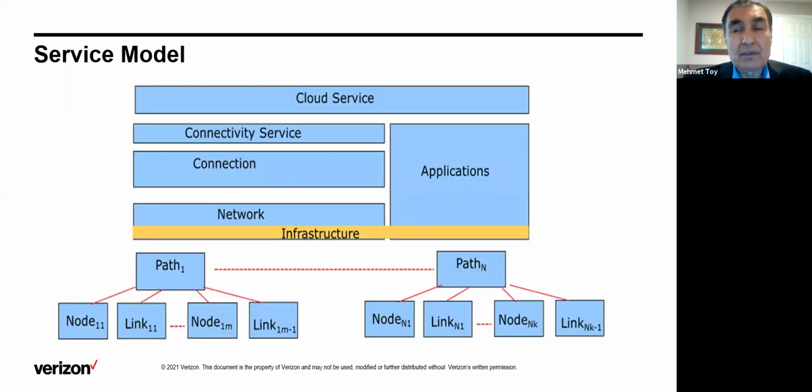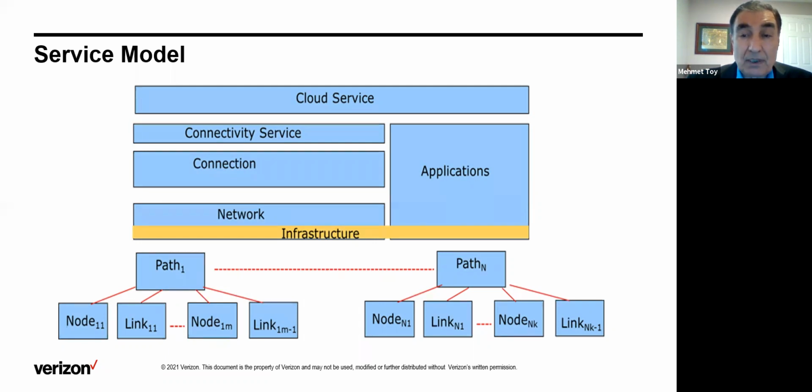Now, let's take a look at the service model. This is certainly a very simple description of the service models. But generically, I divide the services into two categories. One is the connectivity services, the other one is the cloud services. Cloud services consist of connectivity and applications.